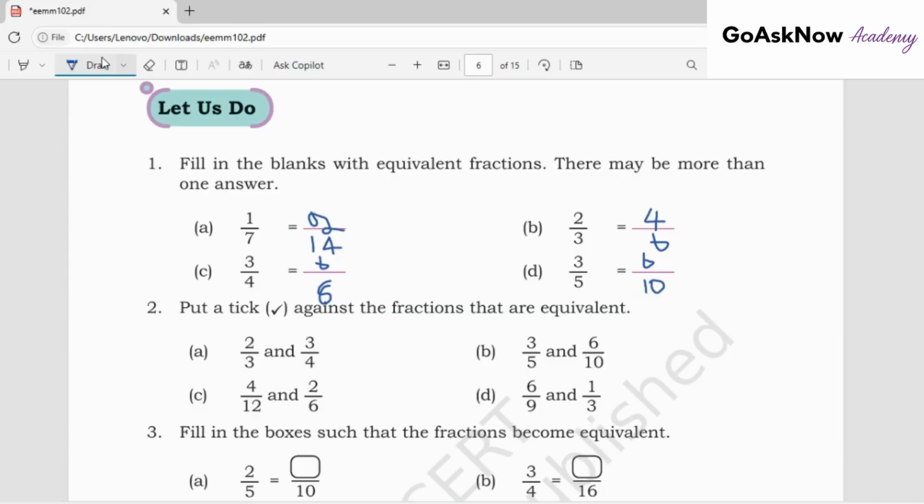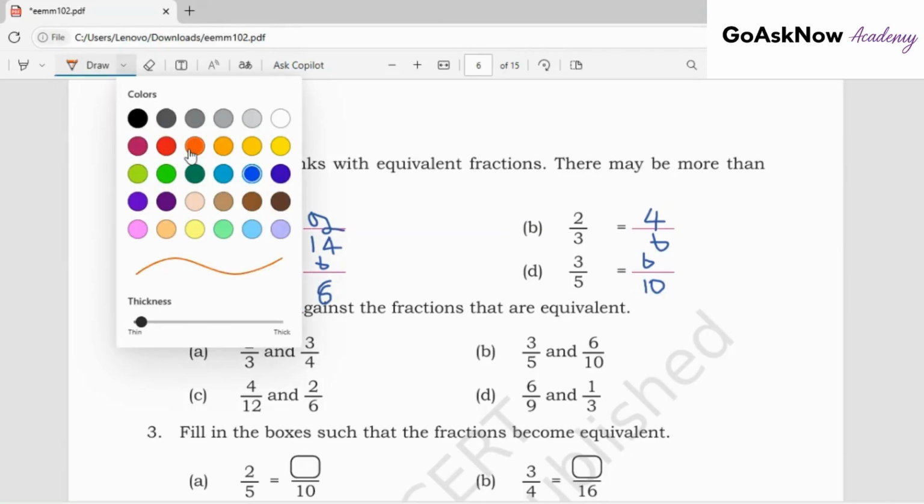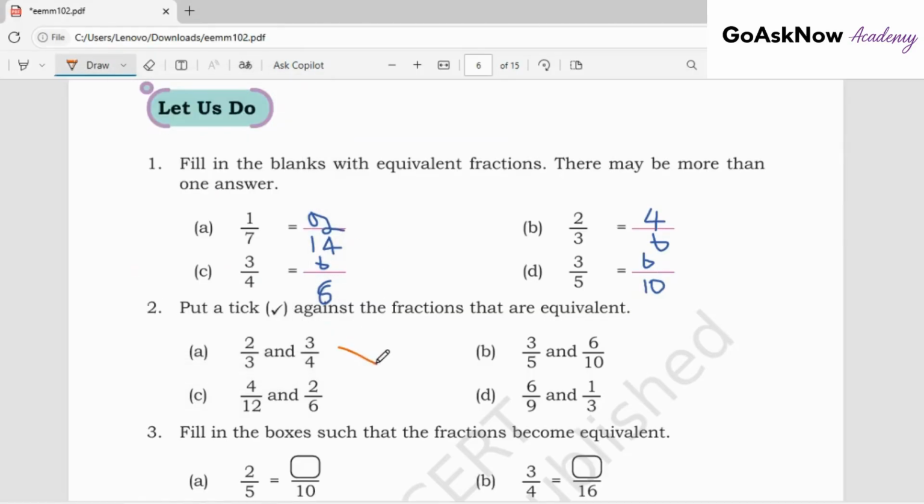Next, put a tick against the fractions that are equal. Okay. Here 2 by 3 and 3 by 4 cannot be divided. This is not the right answer, so we cannot mark a tick. 3 by 5 and 6 by 10, while cancelling this one, 3 and 5 will be obtained. Then this is the correct one. We can tick on part B.